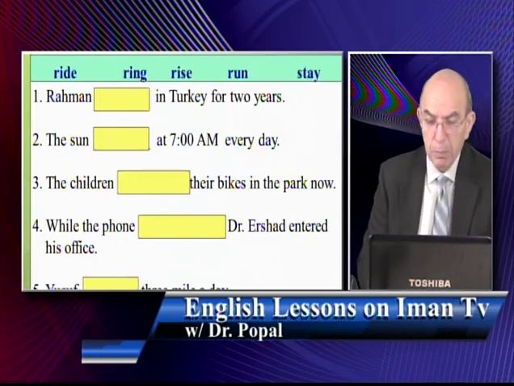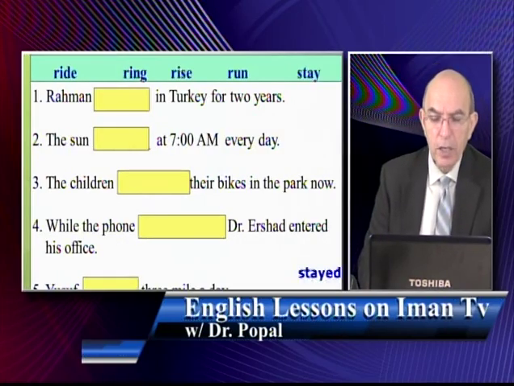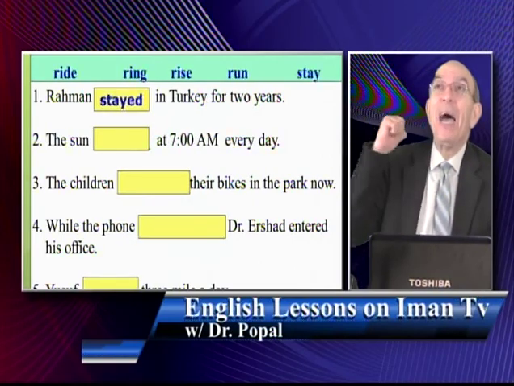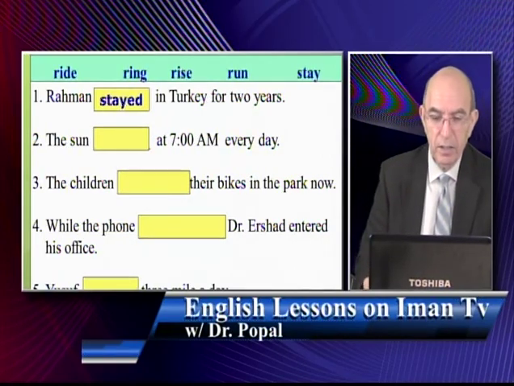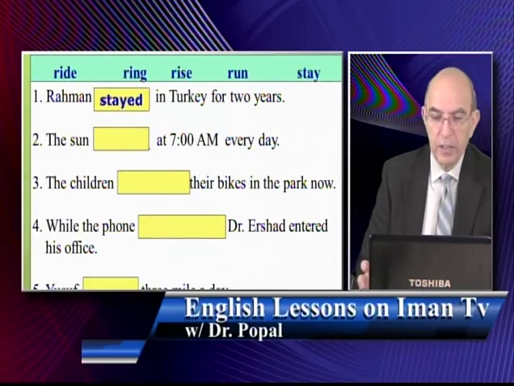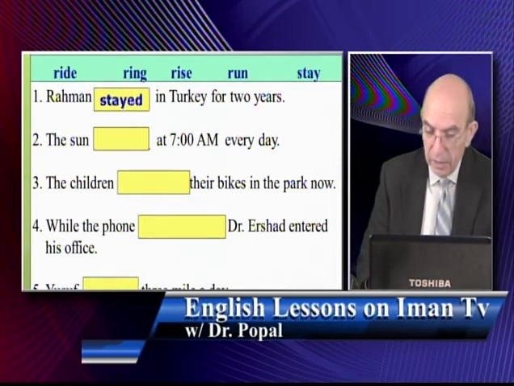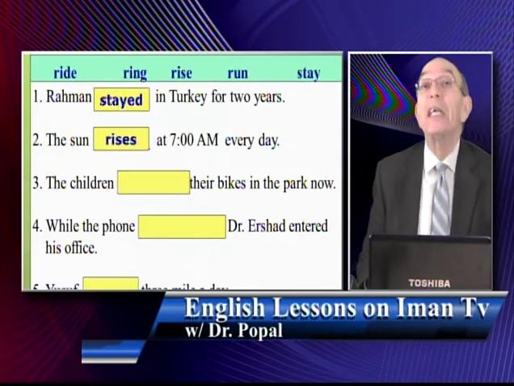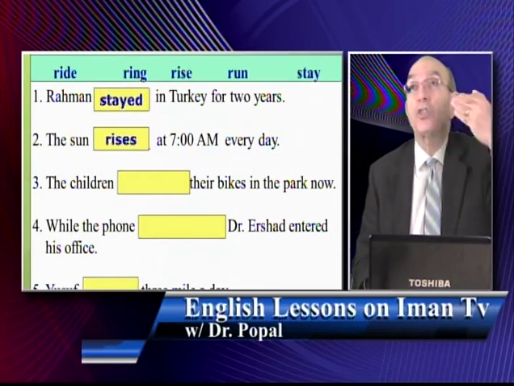So sentence number 1. Rahman stayed in Turkey for 2 years. In the past, he stayed there. Which this, stayed is, you can just say it is the regular one. The sun at 7 a.m. every morning. The sun what? Rises. Because every morning is what?